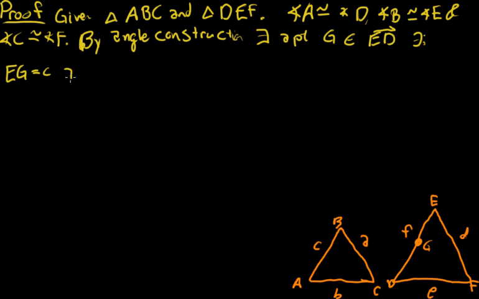Also, there exists a point H such that, or point H element of EF, need to do all this in the same order, such that EH equals A. So the point H, we'll say it's here. Hopefully you don't get that confused with D. D is the whole side, H is the single point.